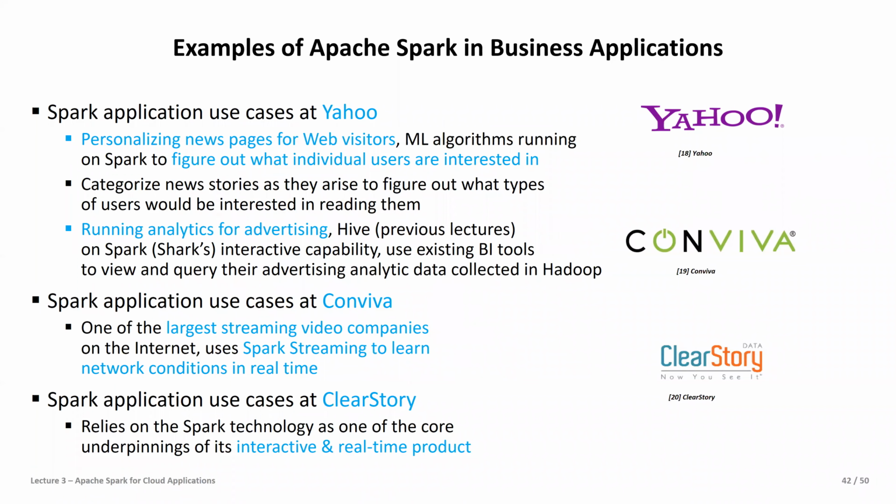At the end, just some examples in business applications. Yahoo uses it for personalizing newspapers for web visitors on news pages. Basically, you can categorize news stories, as I already said, into sports or history, and then make them easily accessible on the right pages. Conviva is very famous for advertising and also uses different elements of Spark with the databases and so on. They use a lot of interactive capabilities. The details would need a lecture each.